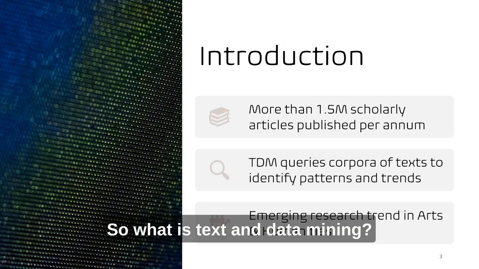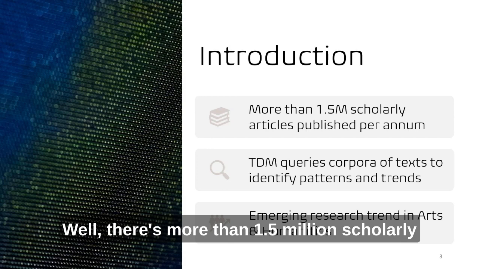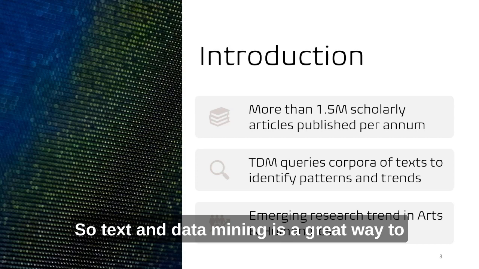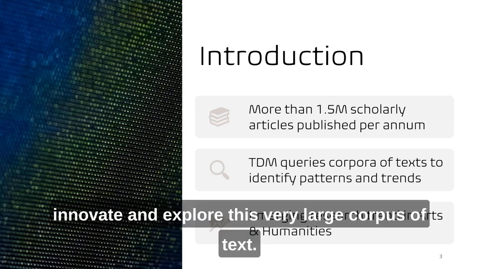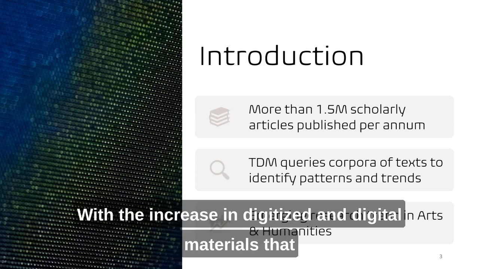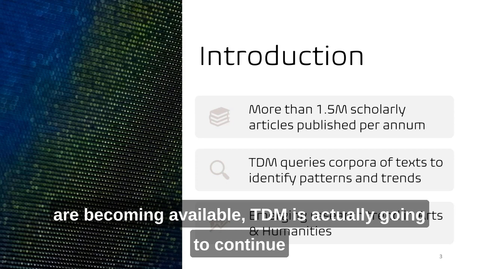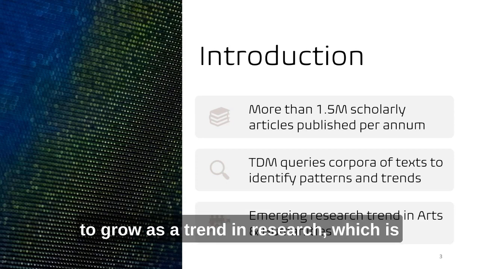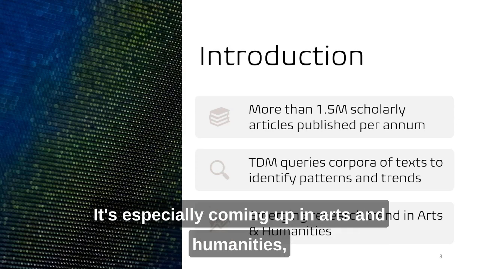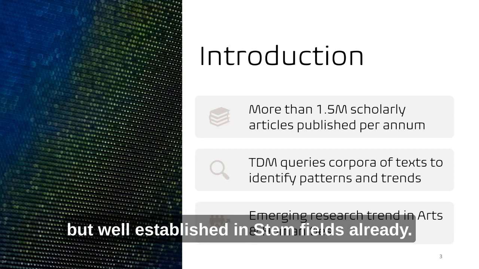So what is text and data mining? Well, there's more than 1.5 million scholarly articles that are published every year. That is an overwhelming amount of data and information. So text and data mining is a great way to innovate and explore this very large corpus of texts. With the increase in digitized and digital materials that are becoming available, TDM is actually going to continue to grow as a trend in research, which is why this is really an interesting field. It's especially coming up in arts and humanities, but well established in STEM fields already.